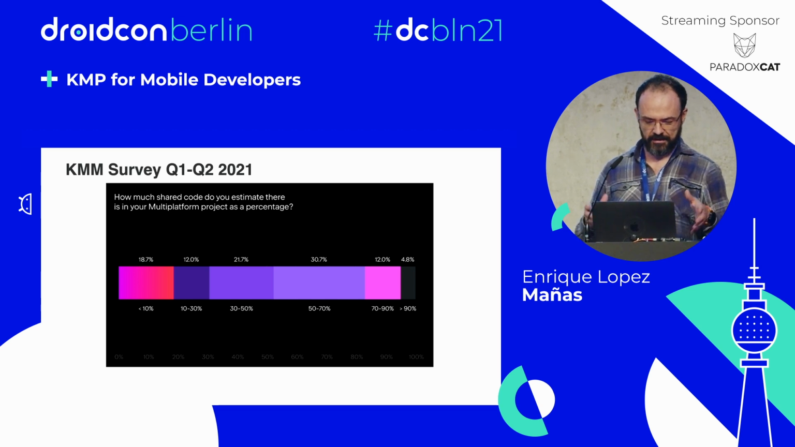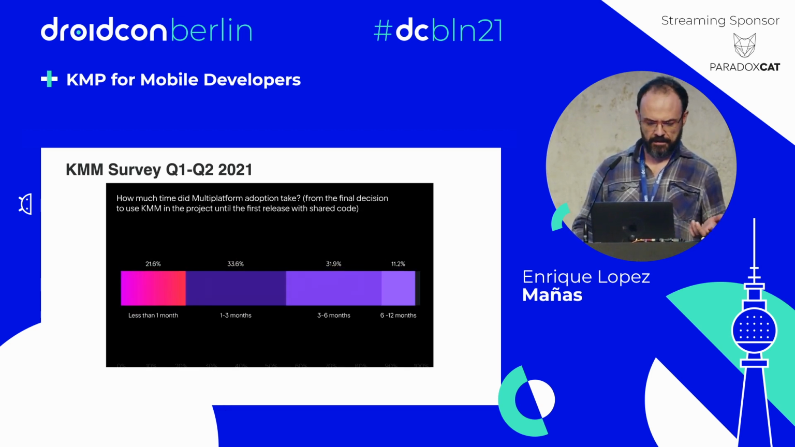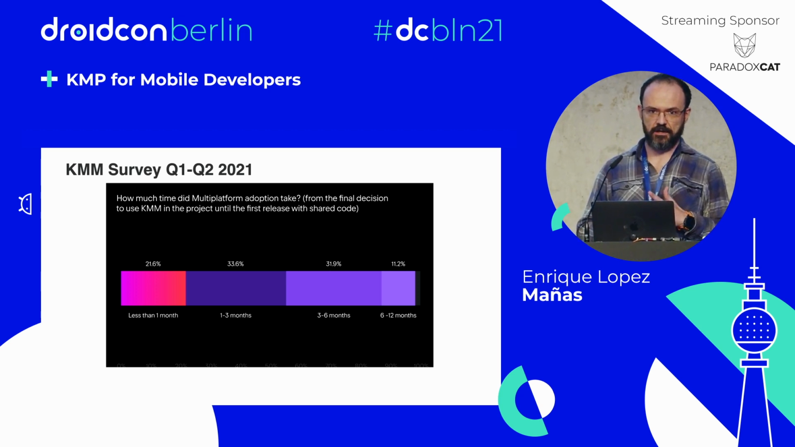So again, this is a technology that is starting. There has not been maturity enough to put an entire code base there, but I see this as a good sign. How much time did multi-platform adoption take? I think the nice thing here is that in 85% of the cases, the full adoption took less than 6 months. So that's a fairly short period of time, talking about development and introducing a new technology.